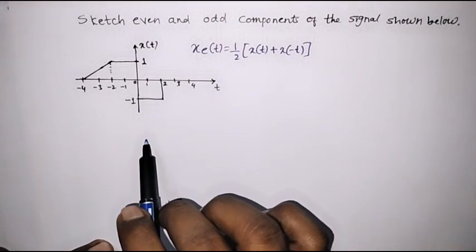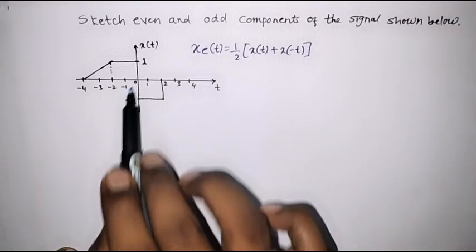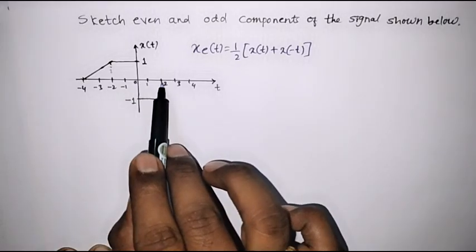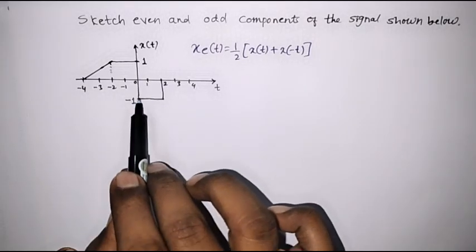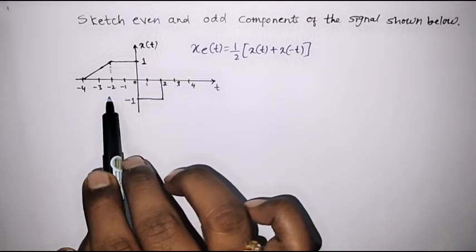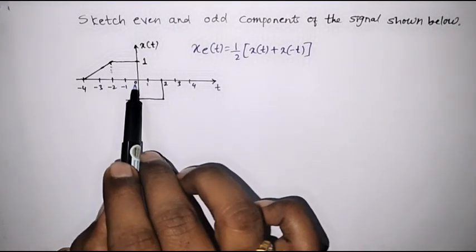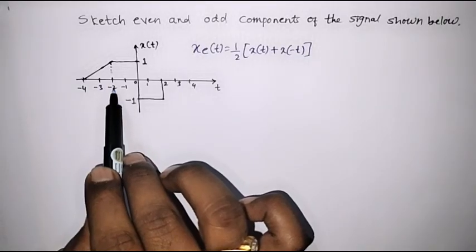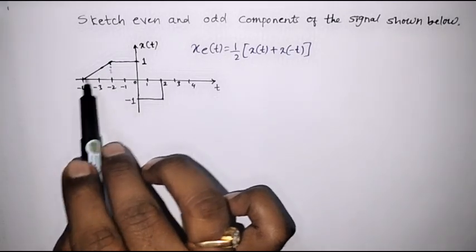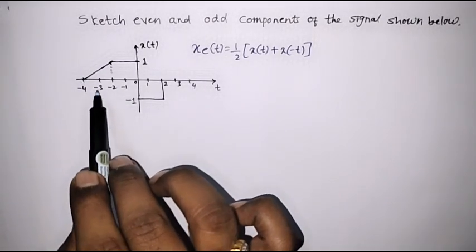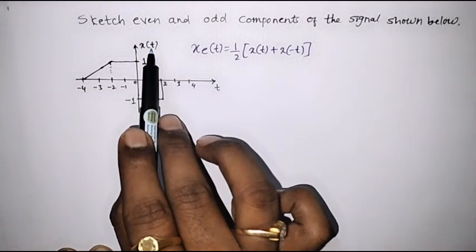X of minus t is derived from x of t by applying time reversal. That is, at t equal to 0 to 2, the value of the signal is minus 1, so this same signal will appear on the left hand side from 0 to minus 2. Here we can observe that from 0 to minus 2 we have a step signal of magnitude 1, and from minus 2 to minus 4 there is a ramp signal. Now we are supposed to represent this signal on the right hand side, that is, t will become minus t.